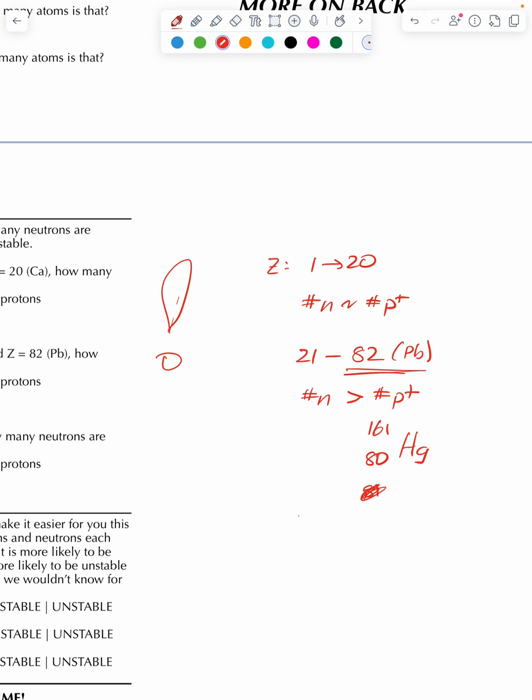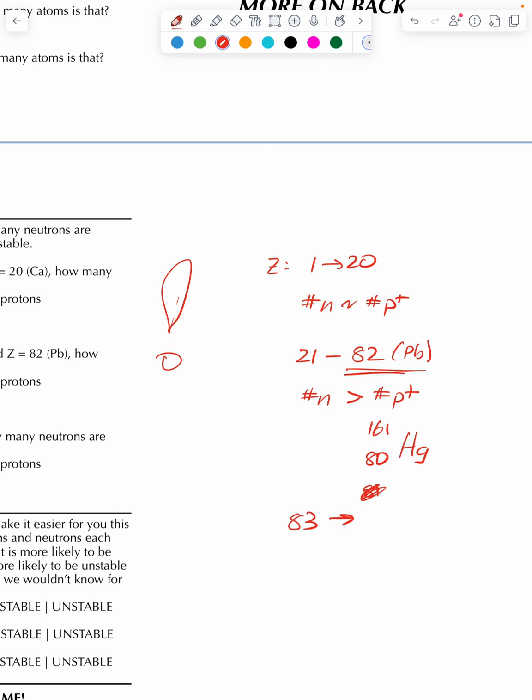Now, the easy one is elements 83 and above. Those are all unstable, automatically unstable. There's no number of neutrons that will make it stable. So write that down in your note sheet so you can answer these. So let's go ahead and do this.